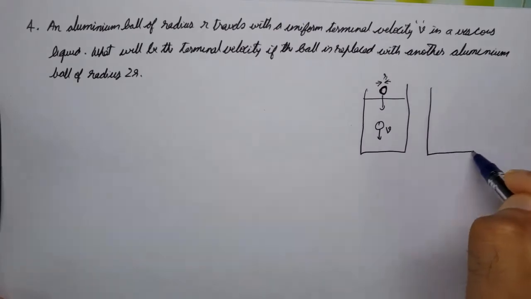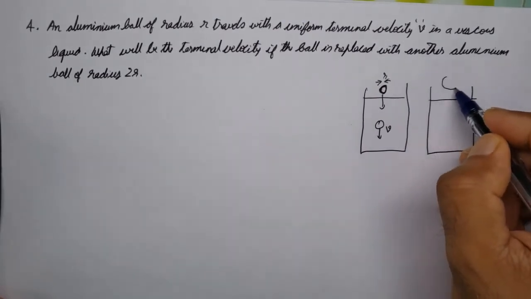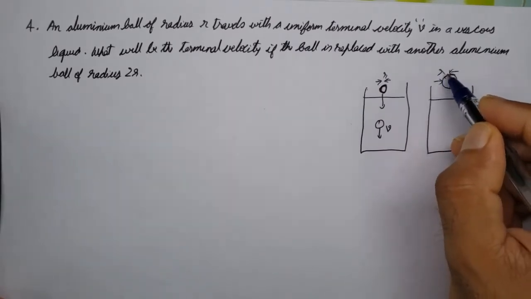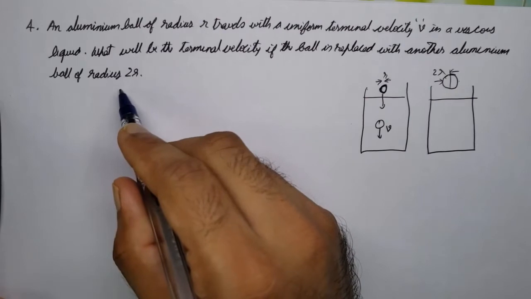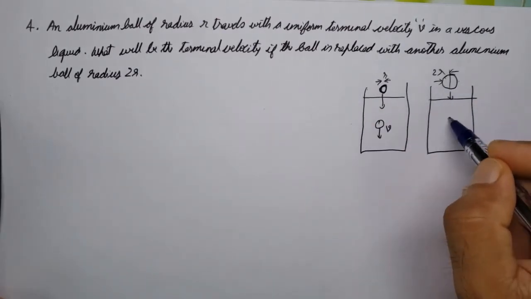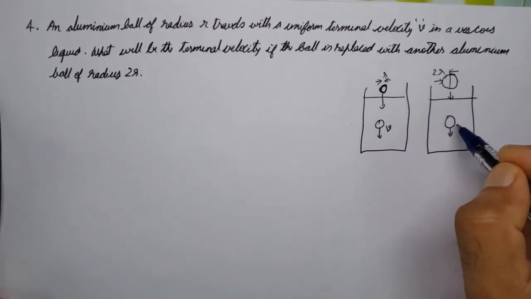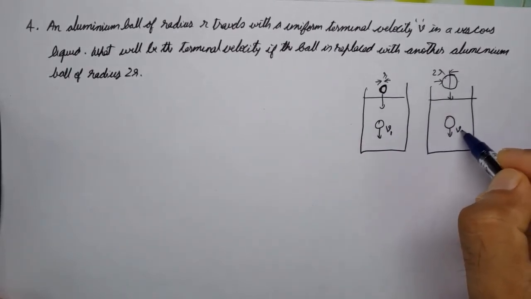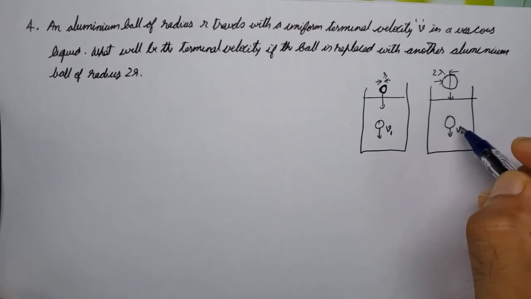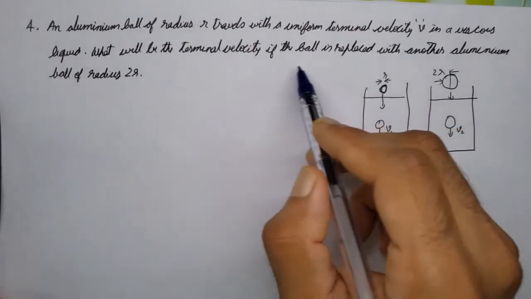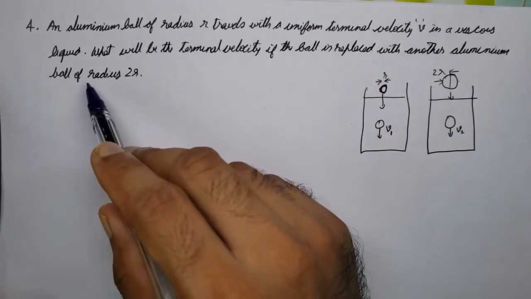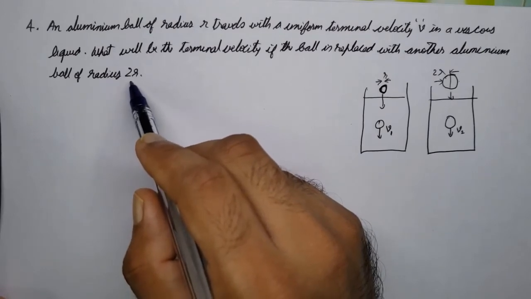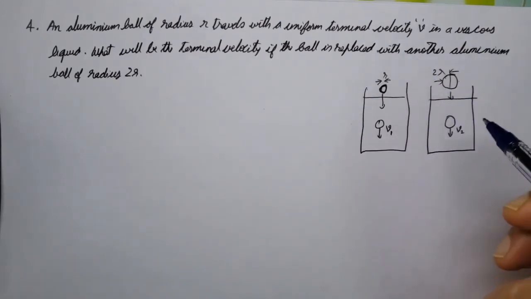Now we repeat this experiment. What we do is increase the diameter or radius of the ball. We are going to make the radius 2 times r, double it, and drop it in, then it moves with its terminal velocity. In the first case let it move with terminal velocity v1, second case it moves with terminal velocity v2. We want to find out what is the terminal velocity. The ball is replaced by another aluminum ball, same material, so the density is going to be same, but radius is going to be 2 times r, and it's dropped into the same fluid, same liquid.